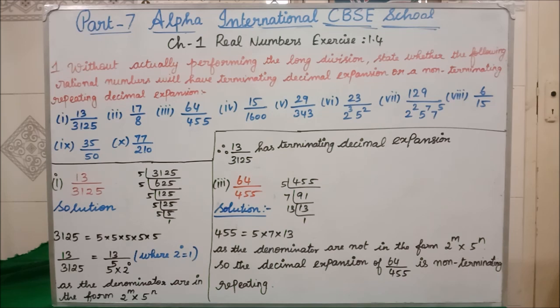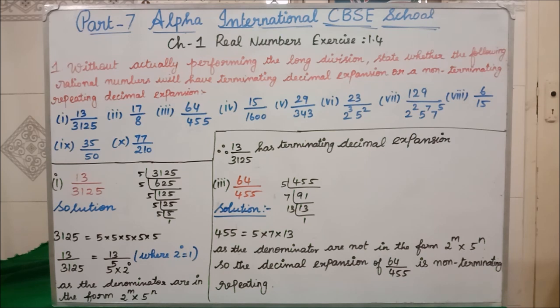The same thing we are going to apply here. Without dividing, we are just simply seeing the denominator, and we are going to say whether the rational number terminates or is non-terminating. Okay, now we see the first question. Okay, 13 divided by 3125. The question is what? 13 divided by 3125.